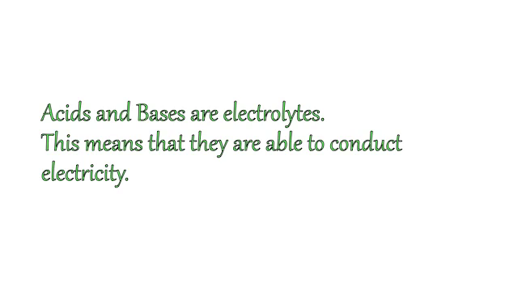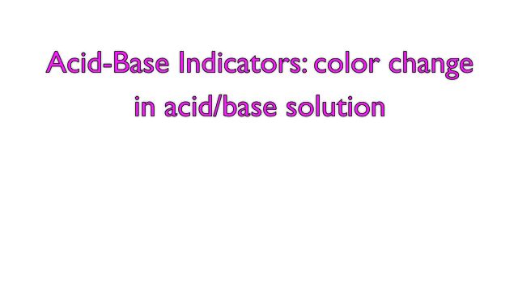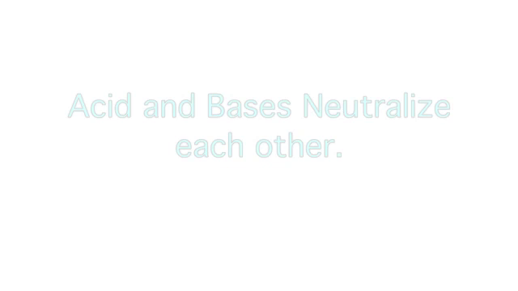Acids and bases are electrolytes. This means they are able to conduct electricity. Conductivity depends on ion concentration. We are able to indicate whether something is an acid or a base with an indicator. One example is phenolphthalein, which is pink in a base and colorless in an acid.